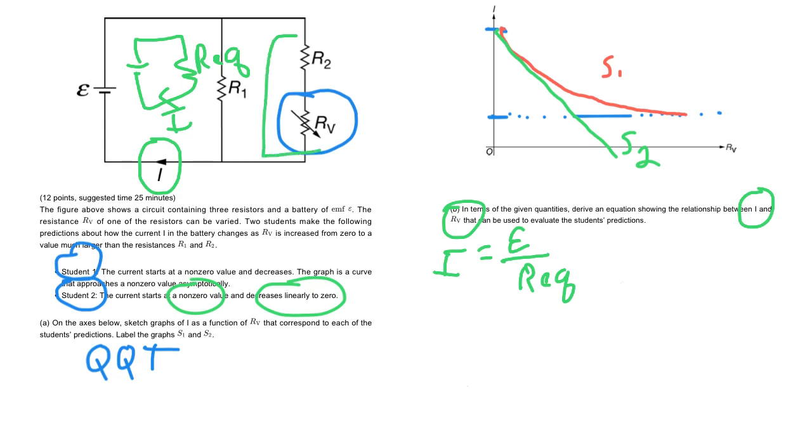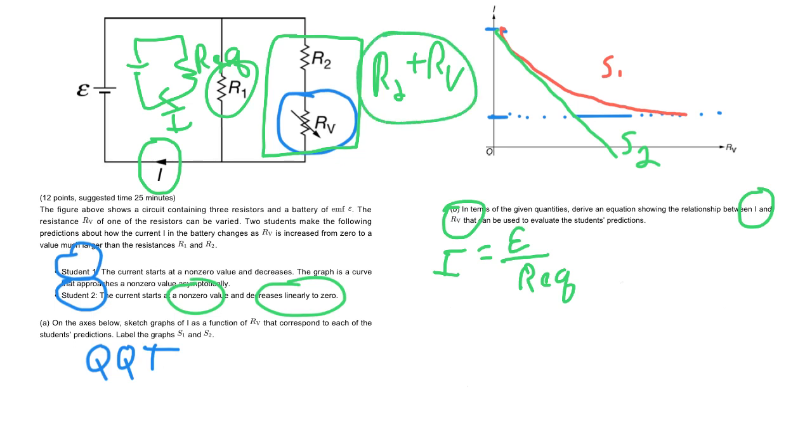So what we'd want to do is see that these two are in series. So this should be just the sum, R2 plus RV. And then we have R1 in parallel with that combination. So let's write this out: actually 1 over R_EQ should be equal to 1 over R1 plus 1 over R2 plus RV.